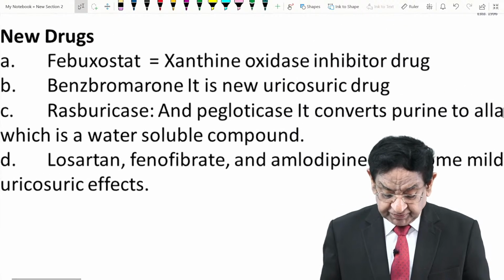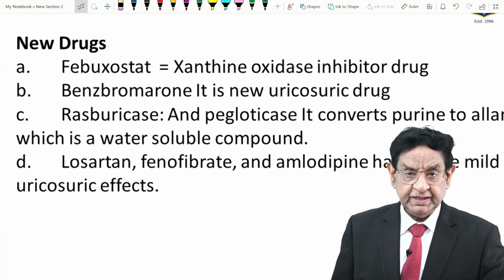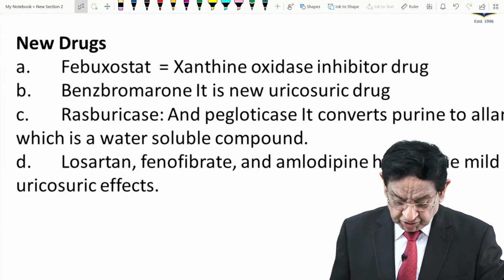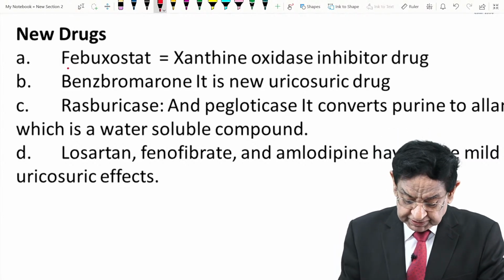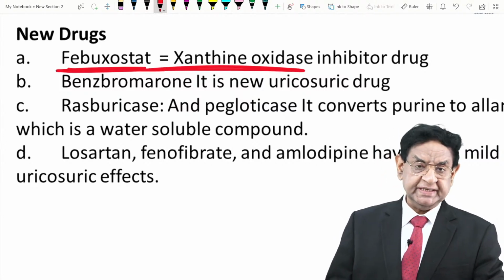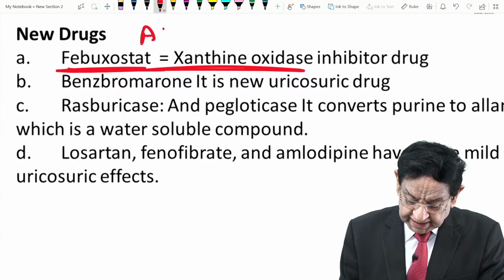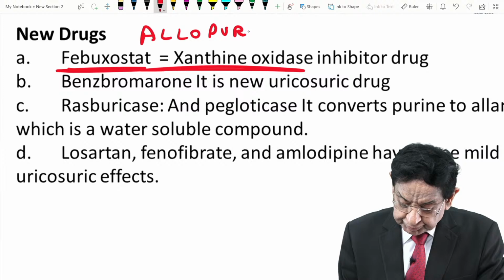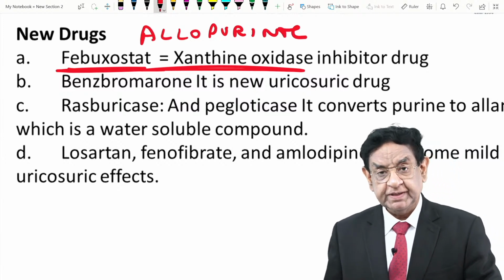Let's discuss pharmacology. We learned about orthopedics, biochemistry, and the clinical side of medicine. Now let's talk about newer drugs for gout, febuxostat. It's a new xanthine oxidase inhibitor. Of course, we are using allopurinol, but the new drug is febuxostat.